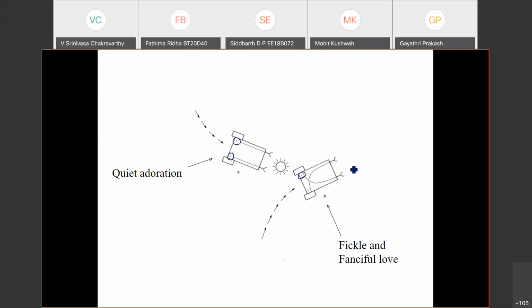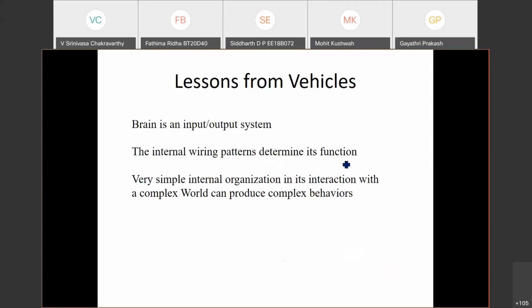Okay, so the thing is, very simple vehicles like this, which are models of very simple nervous systems, which just have some sensors and some motor apparatuses, can show extremely complex and interesting and elegant behaviors, just by virtue of how they are placed with respect to the world, right? So even simple organizations of nervous system can produce complex behaviors. So that's what we can learn from that.